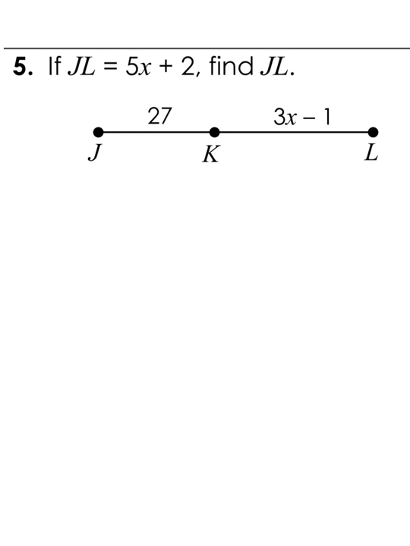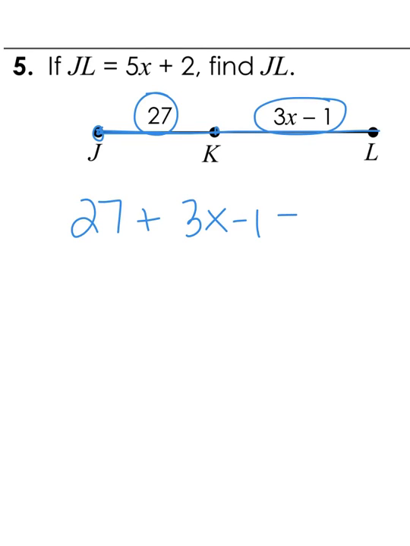So for this one, I would start by drawing this line segment J, K, L, and then labeling where the 27 goes, where the 3x minus 1 goes. So remember our postulate that we're working on. The postulate says that if I take this first line segment, which is 27, and if I add it to the other one, which is 3x minus 1, it's going to give me the total line segment. And the total line segment is JL. From J to L is the total.